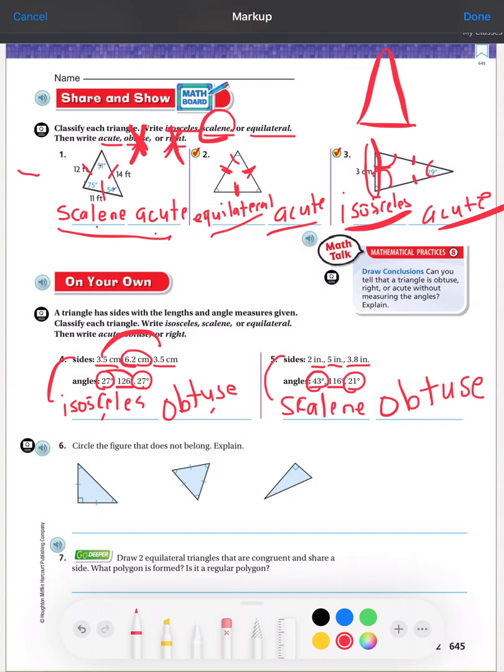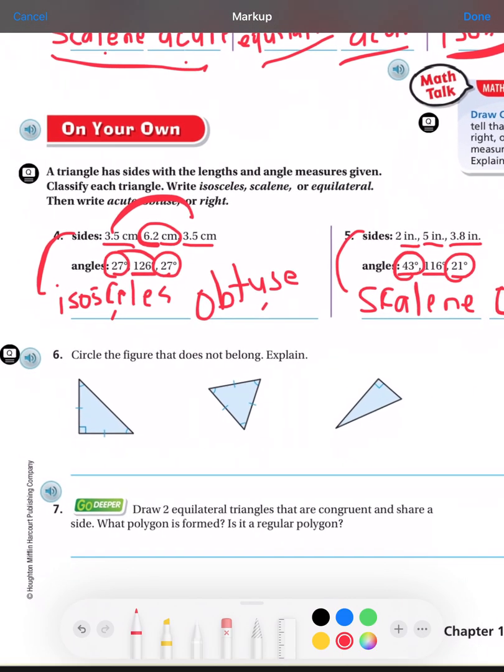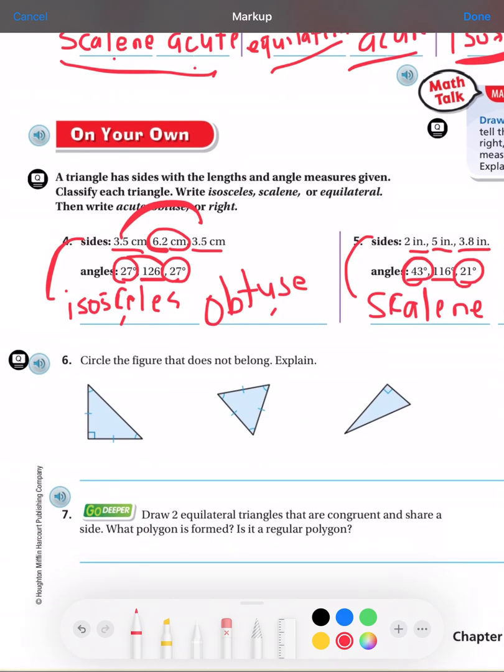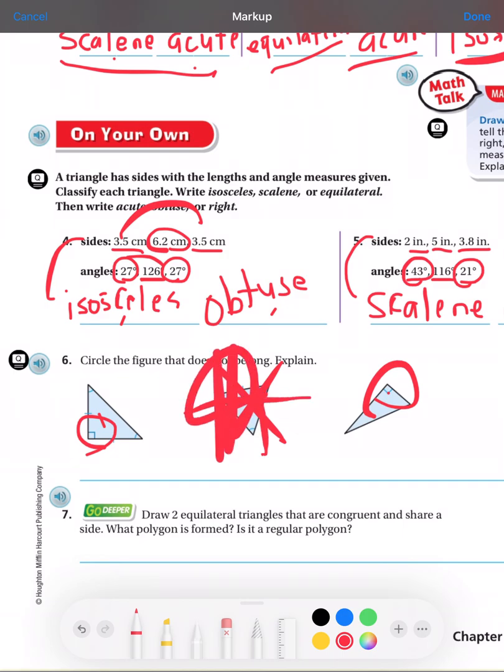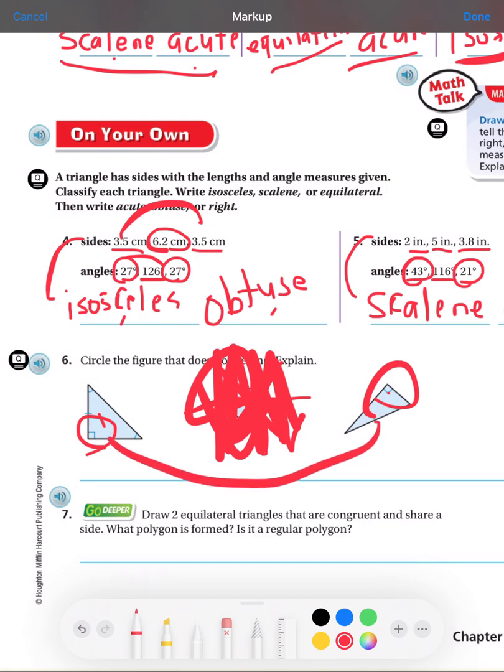What fun. Circle the figure that does not belong. Well, they're all triangles, so they all fit that category. I'm okay with them being triangles. But this guy's right. He's got a right angle. This is, what do they call that? An equilateral triangle. Oh, this one's right, though. And if these two are right triangles, then this guy does not belong. These two are similar because they're right triangles.